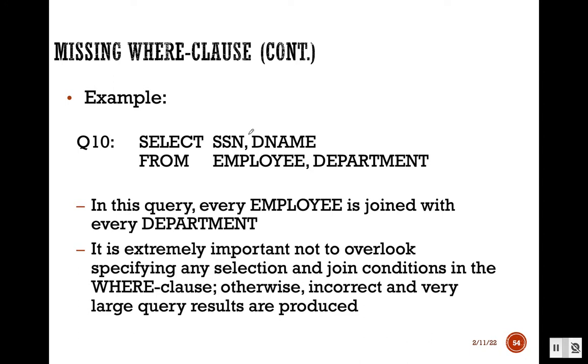Now this one, select ssn, dname from employee, department. In this query every employee will be joined with every department. So the result will be a cross product of employee records with department records. It's very important that we choose a join condition if we use two tables. Otherwise the result is just a cross product of these two tables.